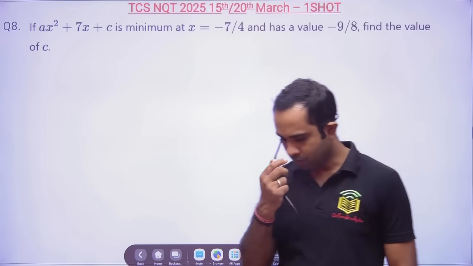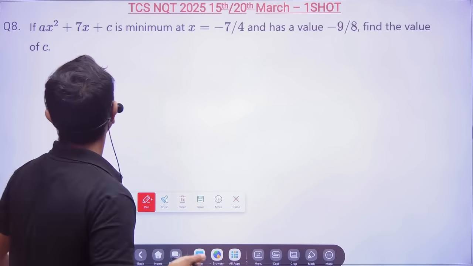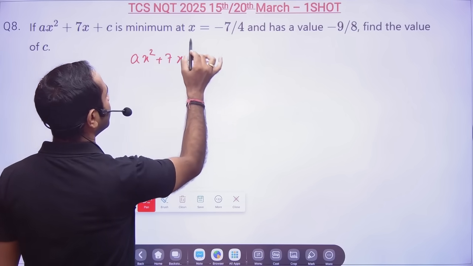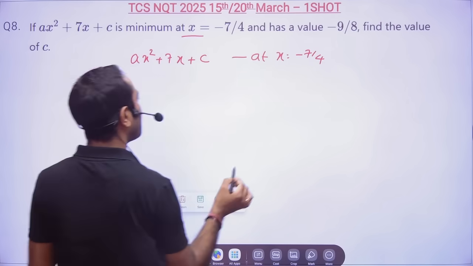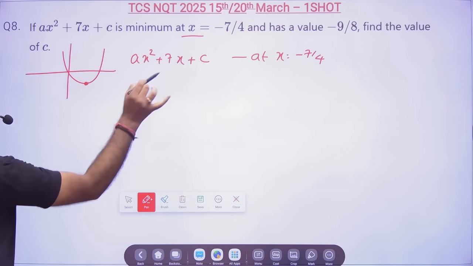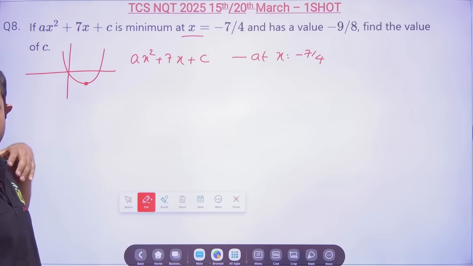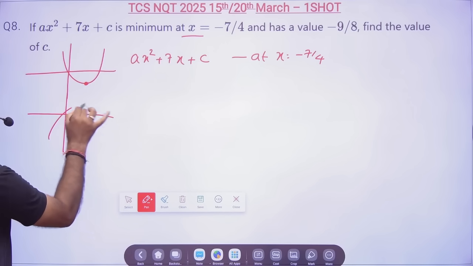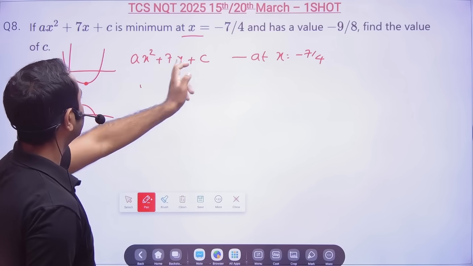Okay, fine. Quadratic equation: every shift there is one question from the quadratic equation. So if ax square plus 7x plus c is minimum at x is equal to minus 7 by 4. Now friends, basically the minimum value in the quadratic equation depends upon whether a is positive or a is negative. If a is positive or a is negative, your diagram will be changing, right? Anyway, at this particular value, this is minimum.